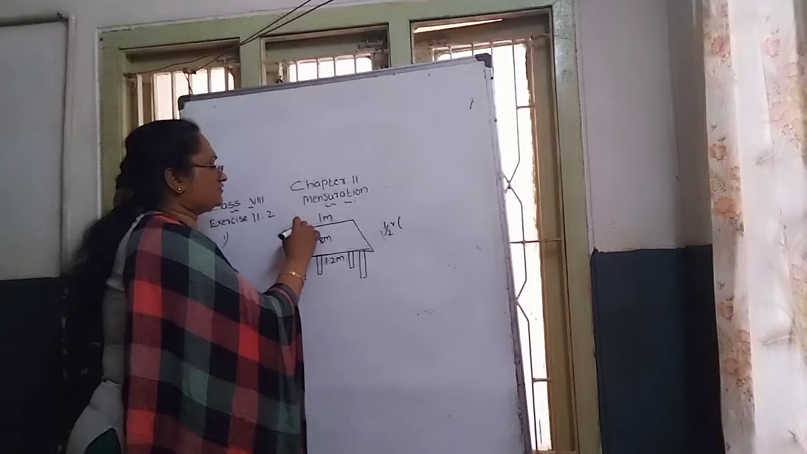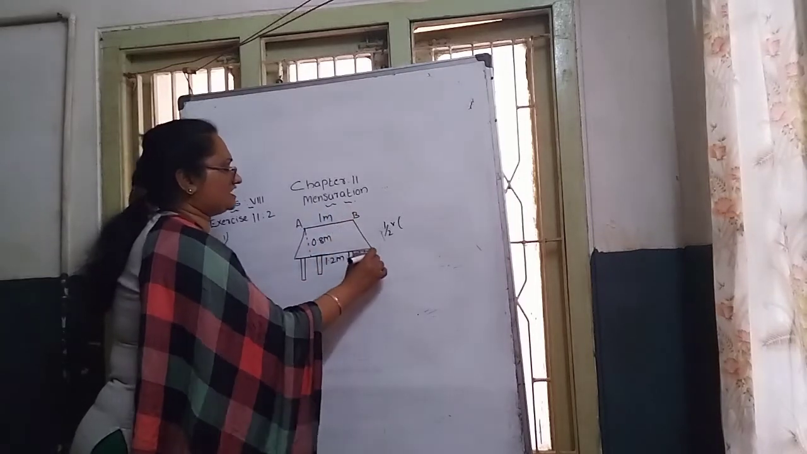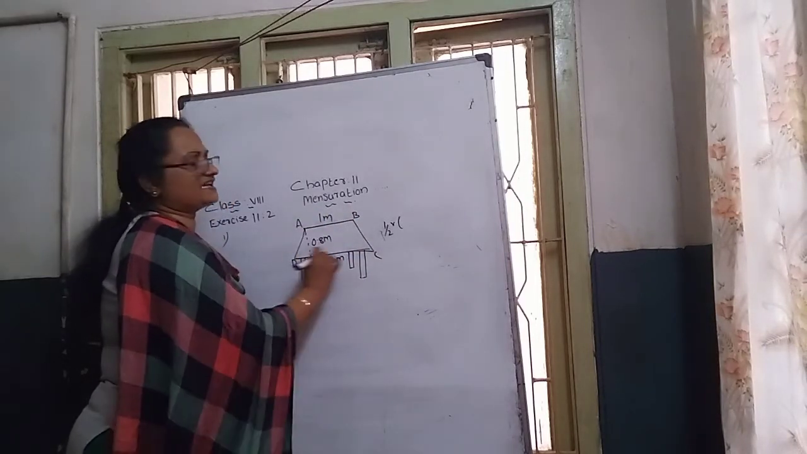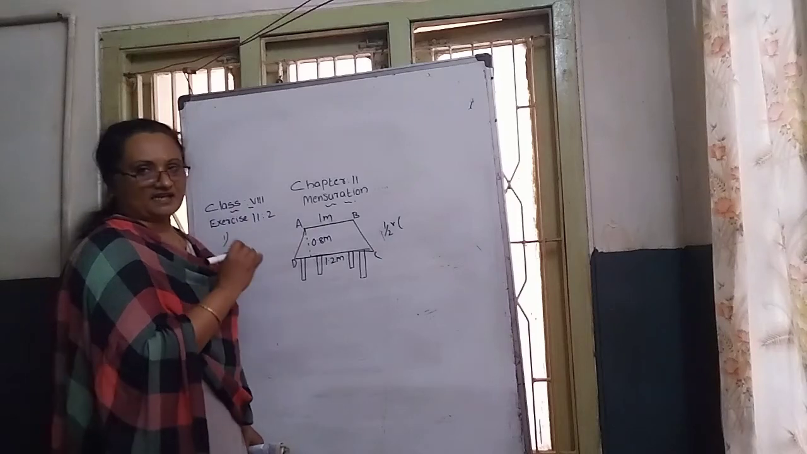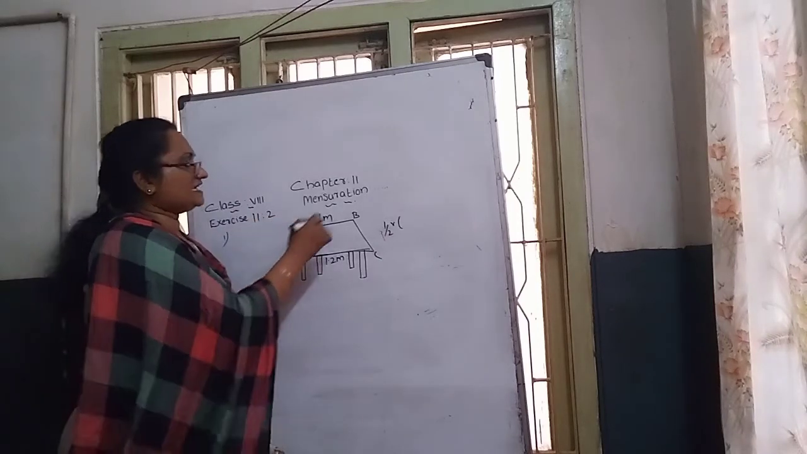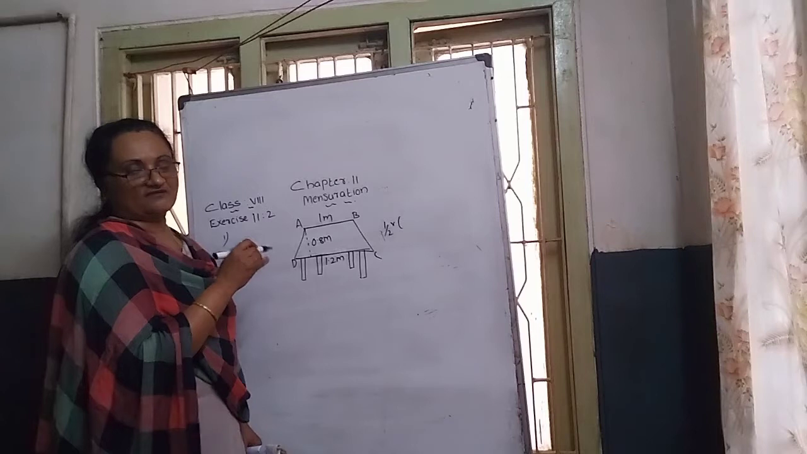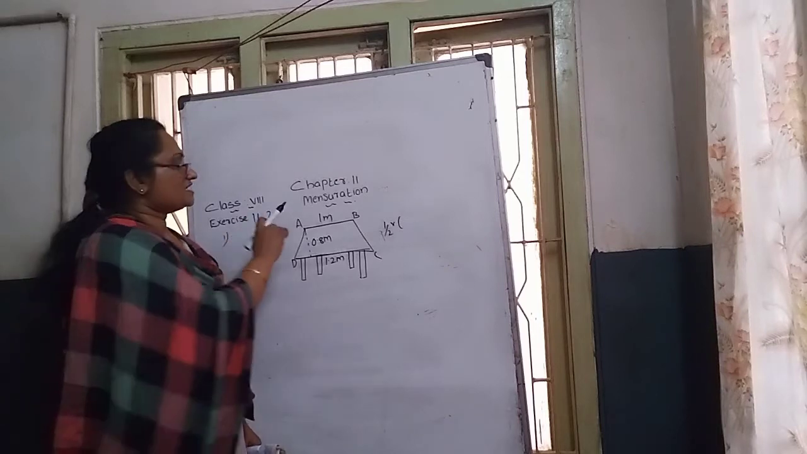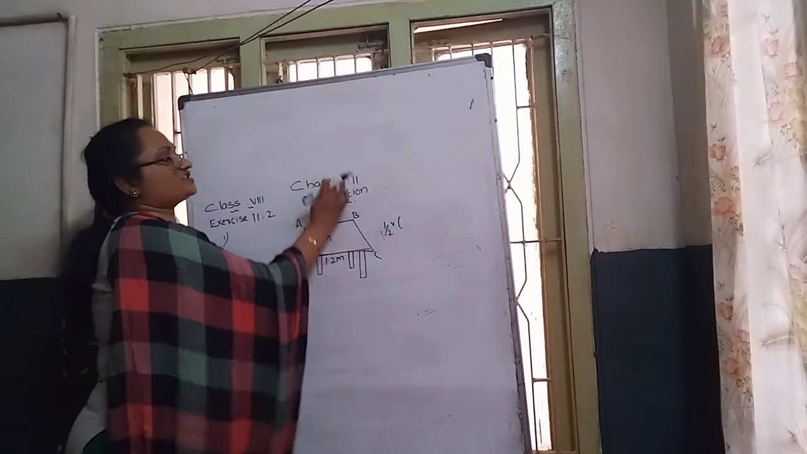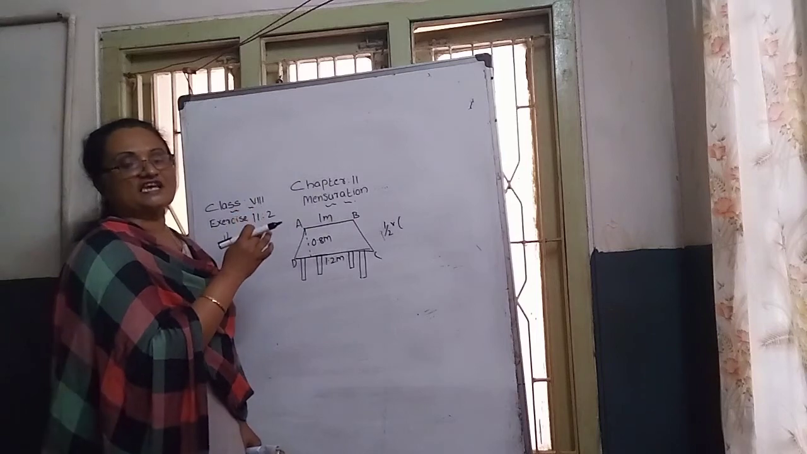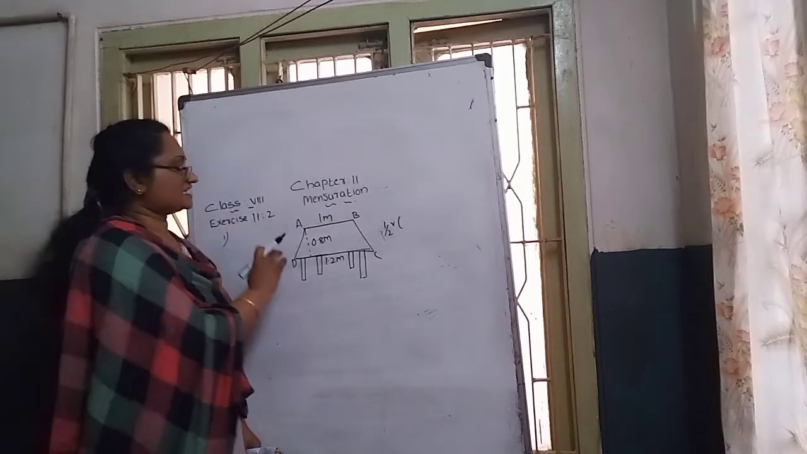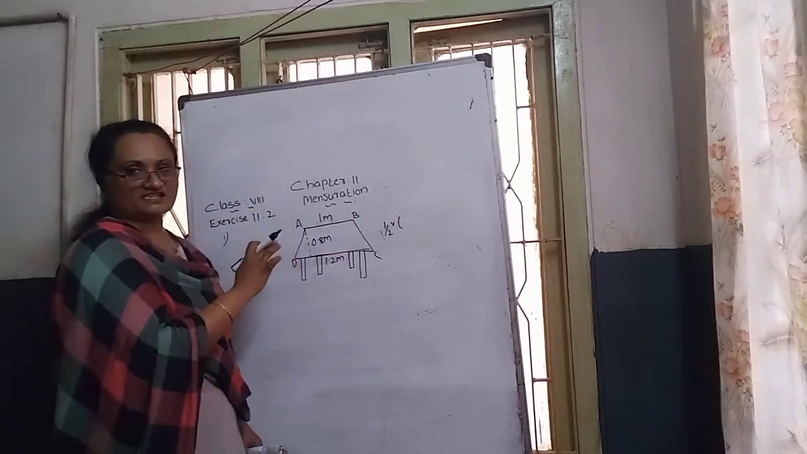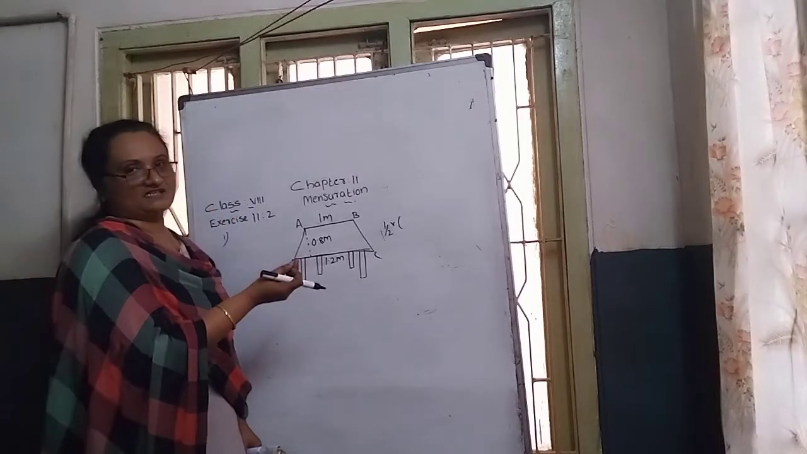Or you can identify it this way: if you name it A, B, C, D, then side AB and side CD are parallel lines, and AD and BC are non-parallel. Why are they called non-parallel? Because when extended some distance, they intersect. That is the reason AD and BC are intersecting, so they are non-parallel sides.